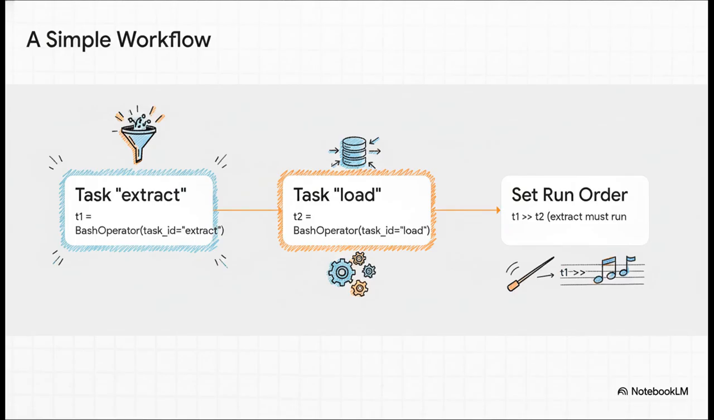And this is a perfect, super simple example. We've got two tasks. One to extract data and another to load it. You see those two little arrows in the code? That is the critical instruction to our conductor. It says, Task 1 must finish successfully before you even think about starting Task 2. That's orchestration in a nutshell.